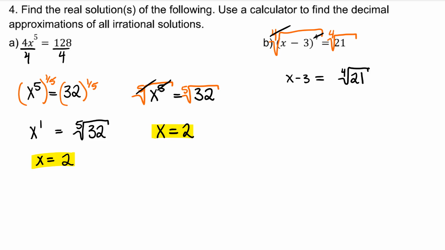Now, I don't know the fourth root of 21, and 16, the smallest perfect fourth that isn't 1, doesn't go into 21, so I can't simplify the fourth root of 21. My last step would be to add 3 on both sides.